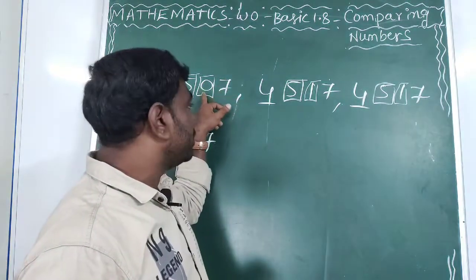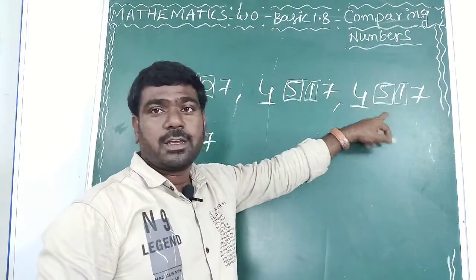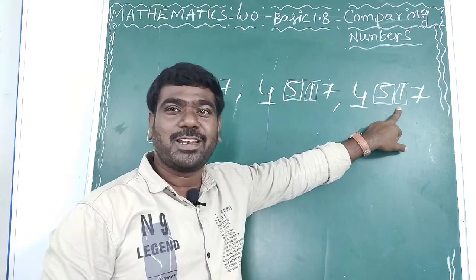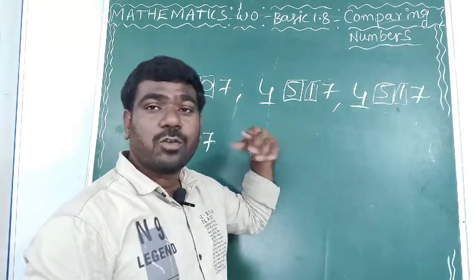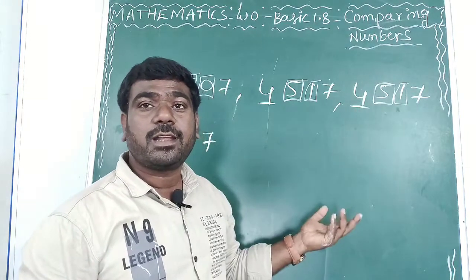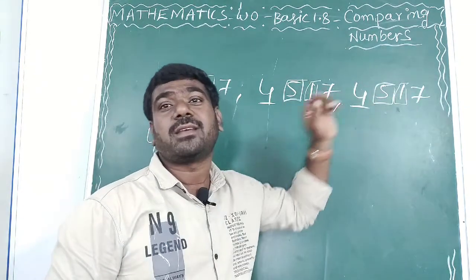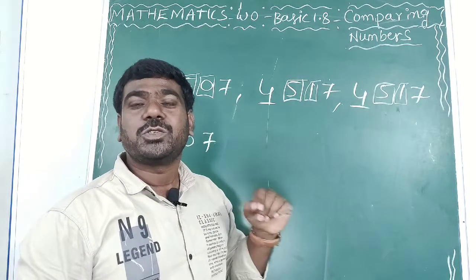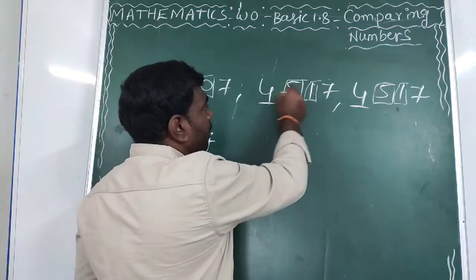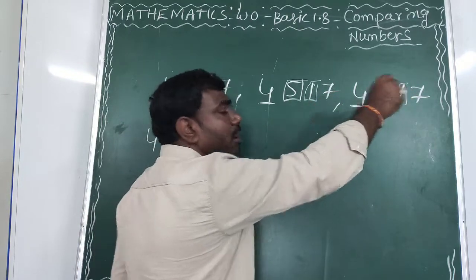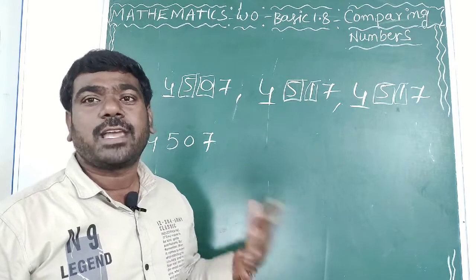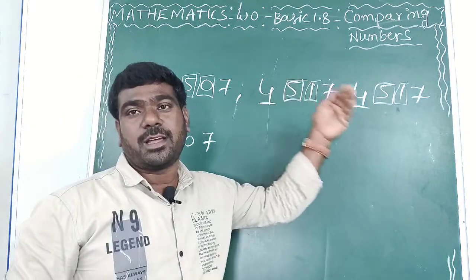In this case here 0, here 1, 1. Here also 1 is there, here also 1 is there. Go to the next place, 7, 7. So here also 7. The meaning is what here? These two numbers are equal. Because all places' digits are the same, automatically we can understand these two numbers are equal.